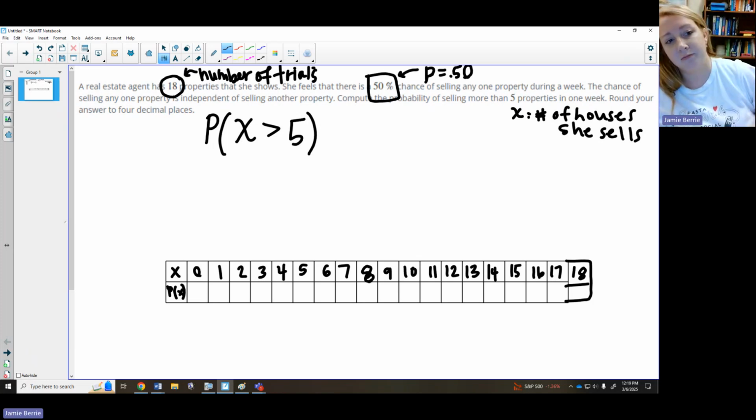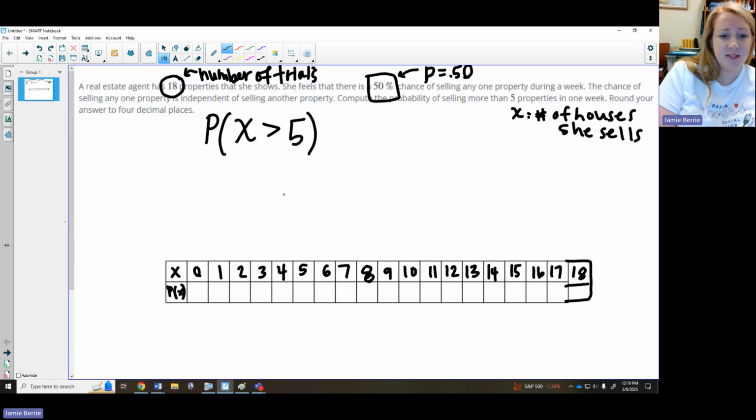All right, so let's think about what these probabilities represent. This first one here would be the probability that she has the 18 properties that she shows. So she shows 18 properties, but she sells 0. This is the probability of showing 18 houses and selling exactly 1. This is the probability of showing 18 houses and selling exactly 2, exactly 3, exactly 4, and so on.